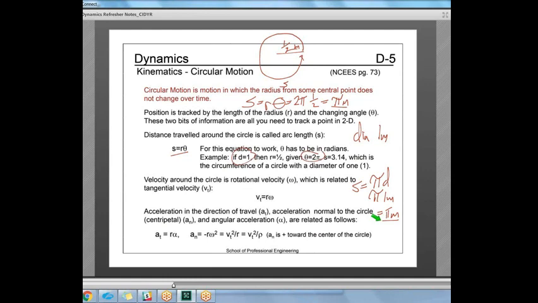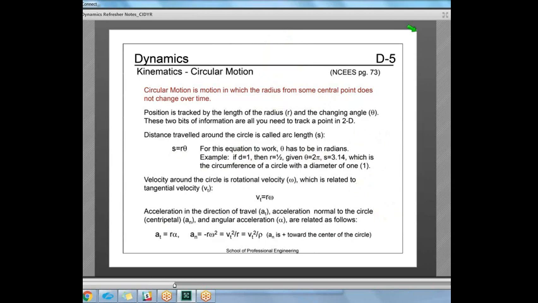I know the numbers flew by pretty quickly there, but basically that's how s equals r theta works. It's a comparison of how much of the circumference you've traveled compared to the radius, and that gives you theta. So theta is a ratio of the distance you've traveled compared to the radius. And since both of those are typically in the same units, radians are unitless.